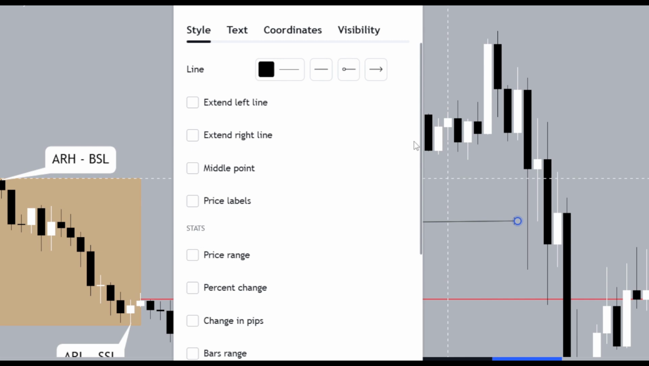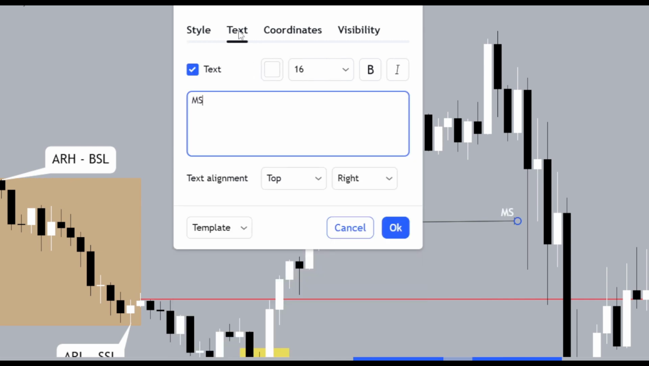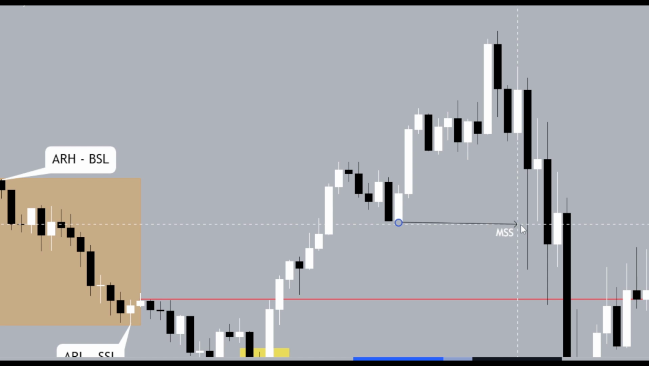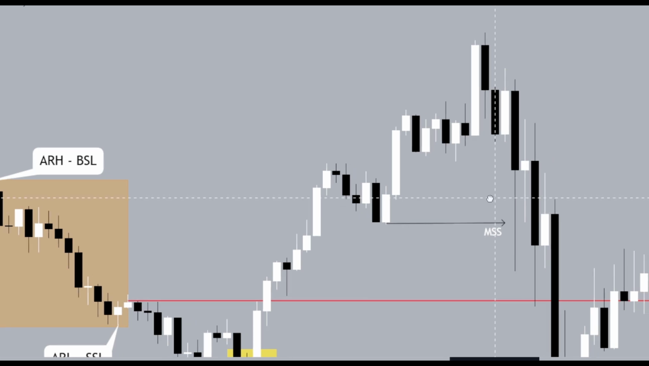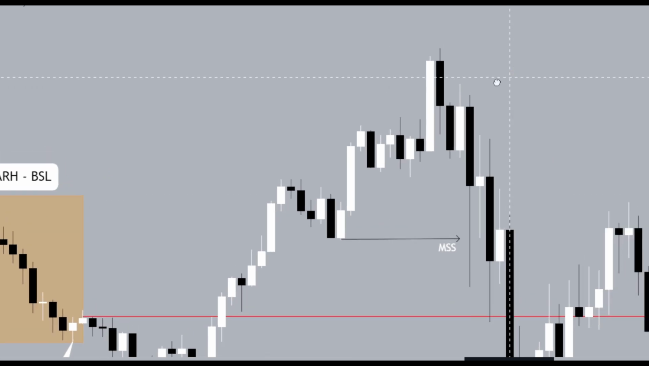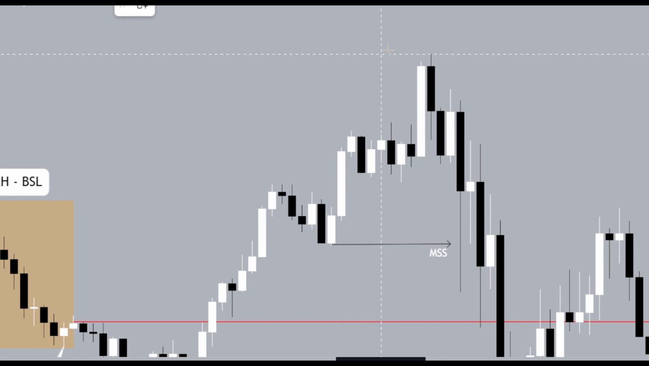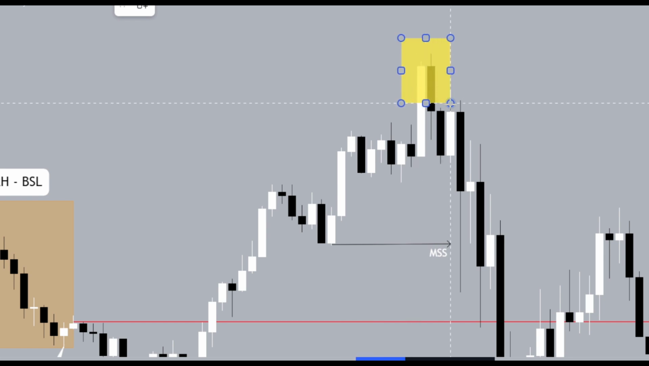So before we dive into the actual structure break and determining where to enter, let's look at manipulation phase 2. A lot of people refer to this as the Judas swing or the turtle soup or simply manipulation. All of those are correct. But you want to ask yourself, what does this move over here actually achieve from a market point of view, from an emotional point of view?